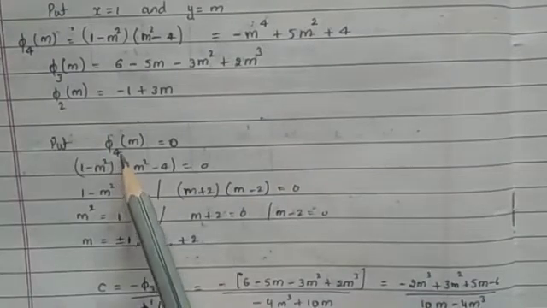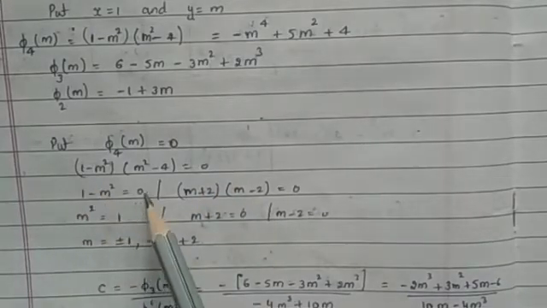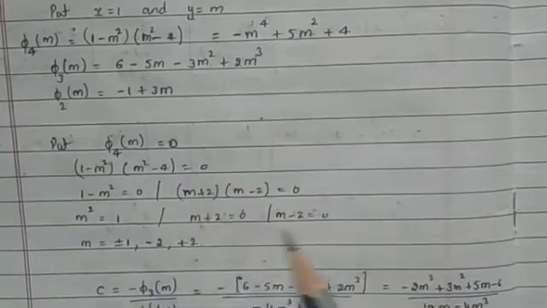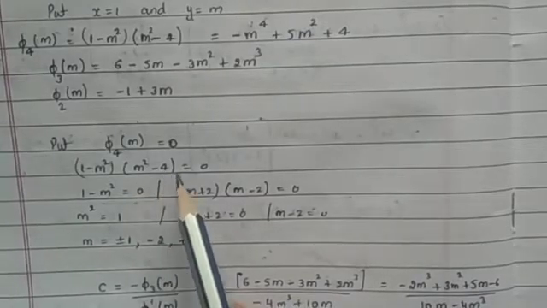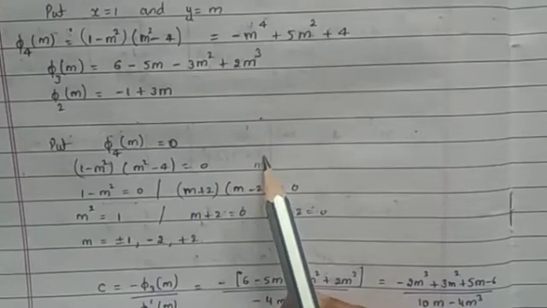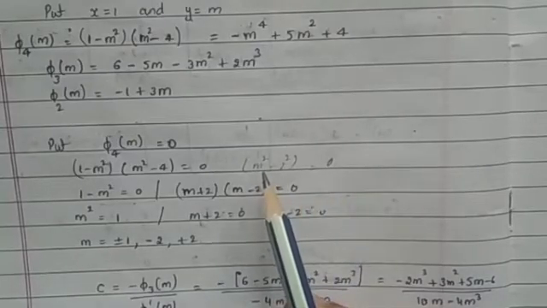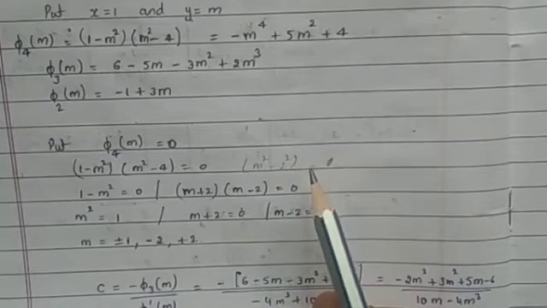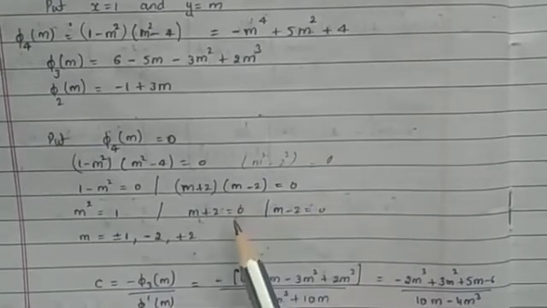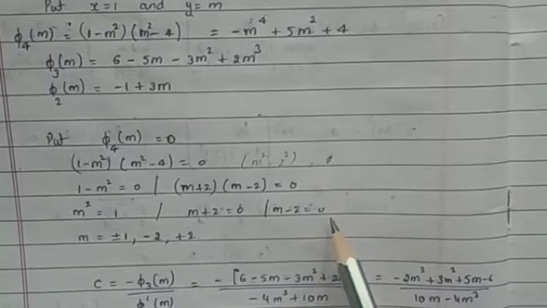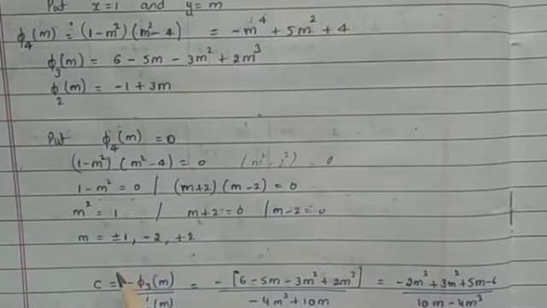φ4(m) is (1 − m²)(m² − 4) = 0. Either 1 − m² = 0 or m² − 4 = 0. You simplify this, you get m² = 1. m² − 4 = 0 means m² − 2² = 0, which is of the form a² − b² formula. By applying the a² − b² formula, you get (m + 2)(m − 2) = 0. You simplify this, you get m + 2 = 0 or m − 2 = 0. You get the 4 different roots. They are ±1 and ±2.